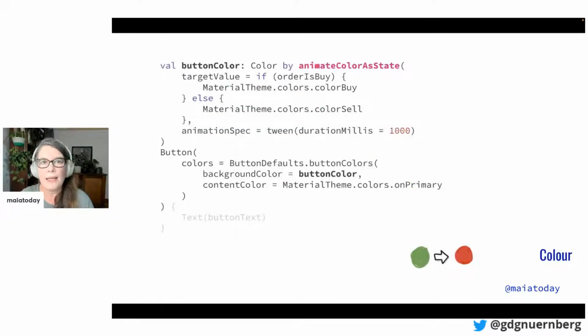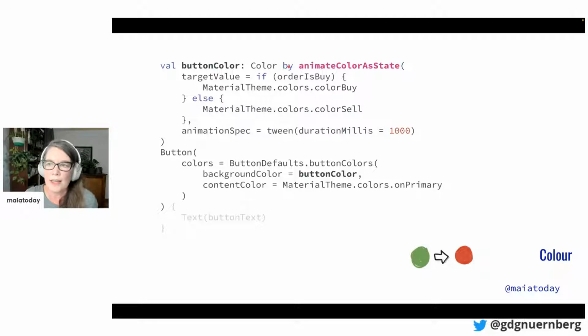So here we have that animate color as state. So this is going to return a state object. And what we're saying is the target value of this color. If it's a buy order, then I want it to be this one color. And if it's a sell order, I want it to be the other color. And this animate color as state will store the state of this, depending on what this is. It will store the value, and it will calculate the interim color values by interpolating between the two colors and return it in the button color.